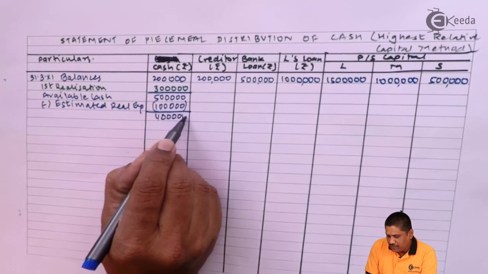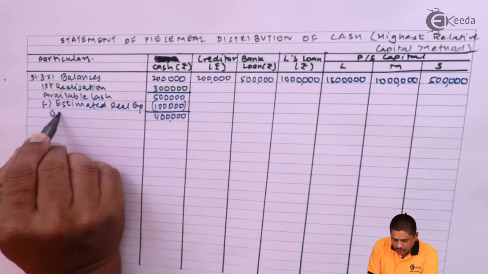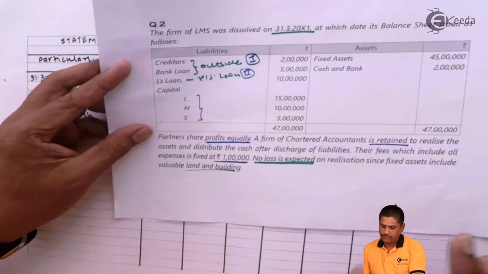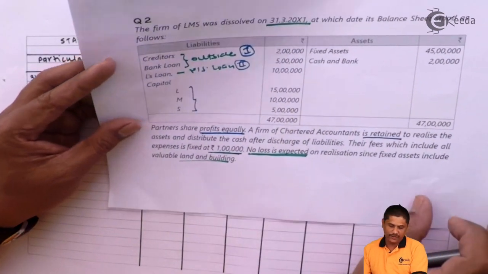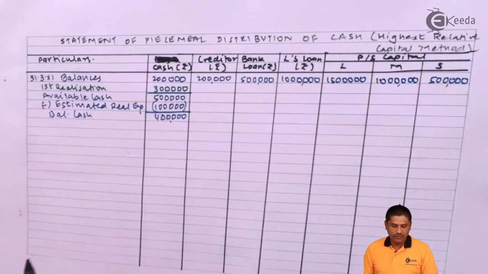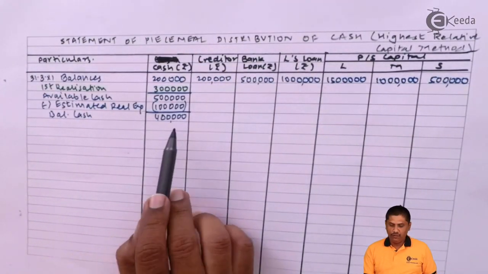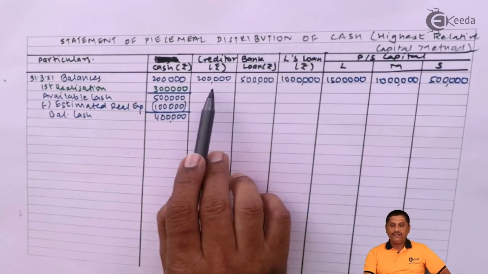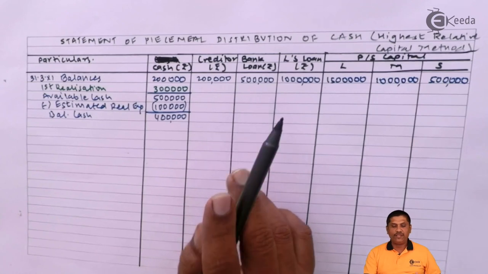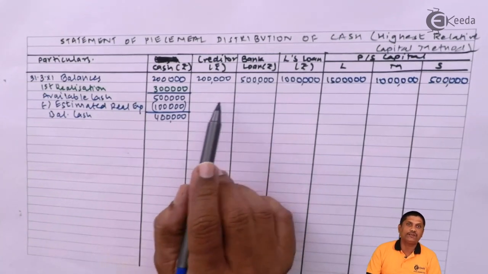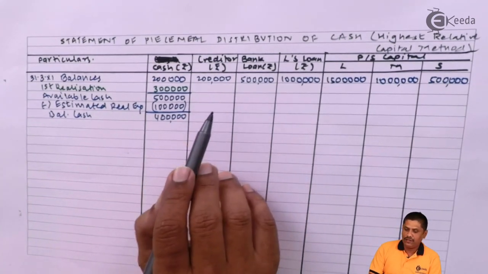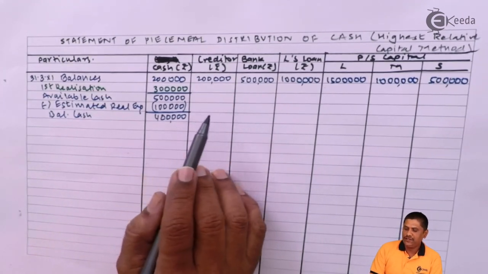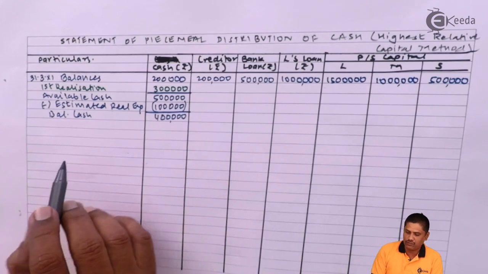So how much cash is available? Balance cash is rupees 4 lakhs. Now I need to decide whom should I pay. I have 4 lakhs rupees and creditors and bank loan are the outside liabilities. See, I need to pay them 2 lakhs plus 5 lakhs. That means I need to pay them 7 lakhs. But do I have 7 lakhs rupees with me? No, I don't. I have only 4 lakhs. So this 4 lakhs will be allocated in the ratio 2:5 between these two liabilities.